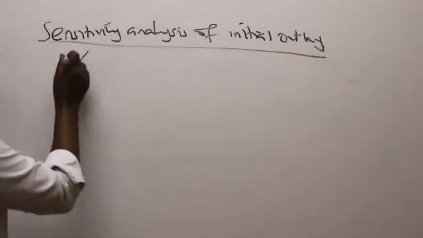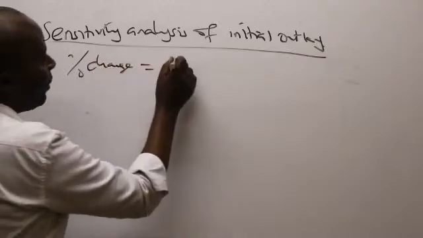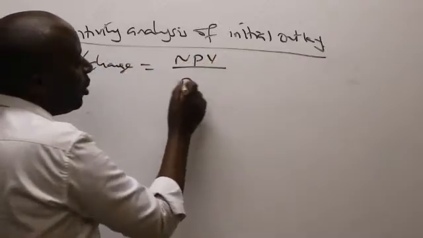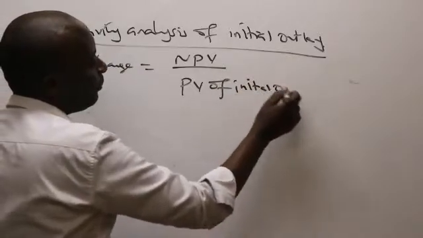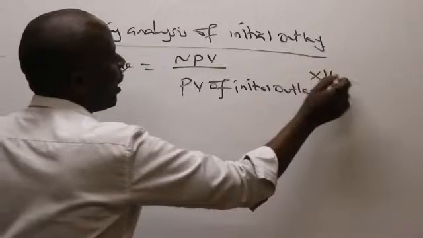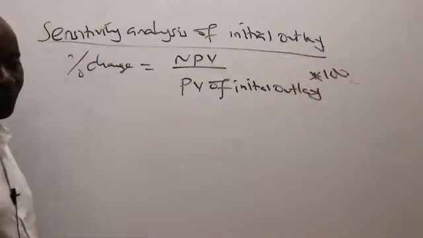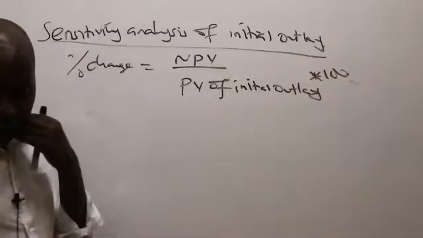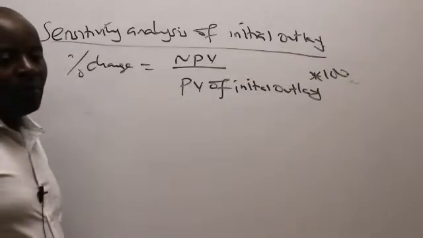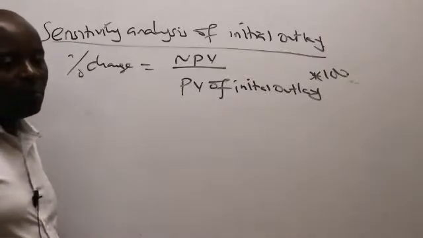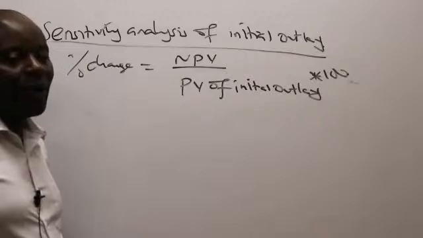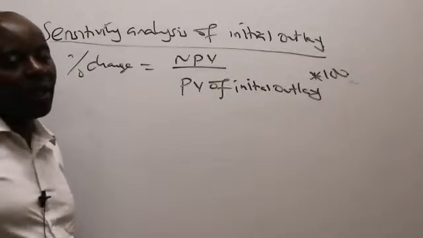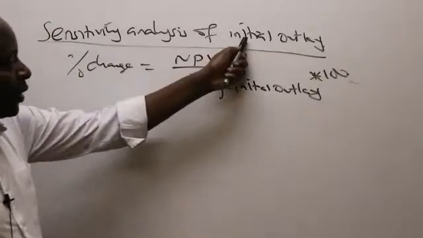The percentage change will be given by taking the net present value all over the present value of the initial outlay, times 100. The initial outlay is the one whose sensitivity analysis they want us to calculate.